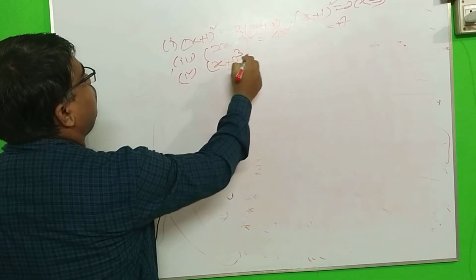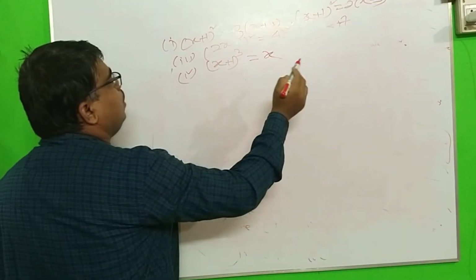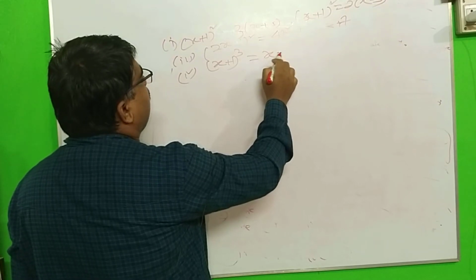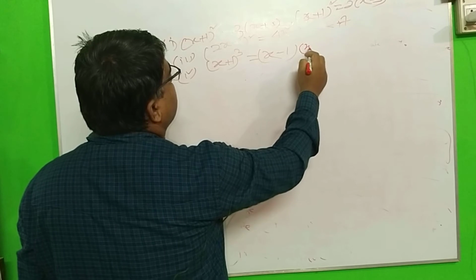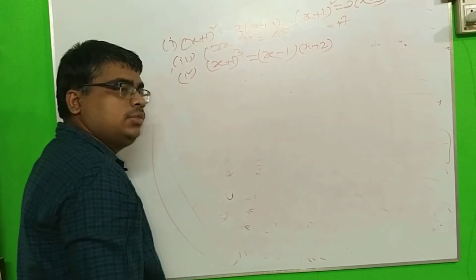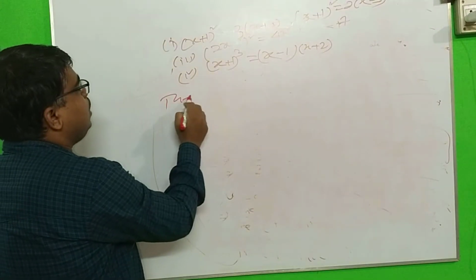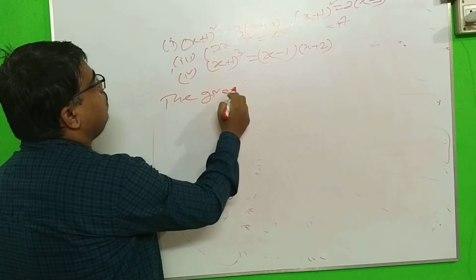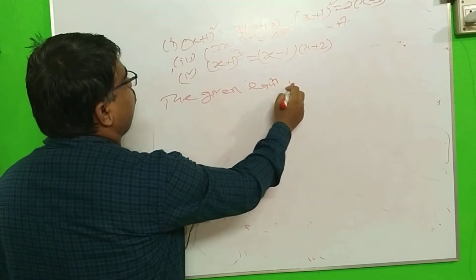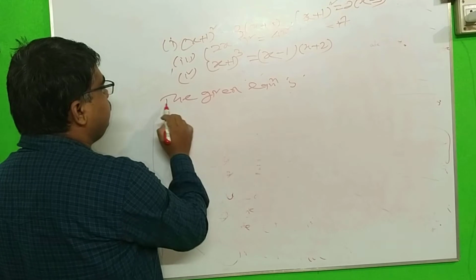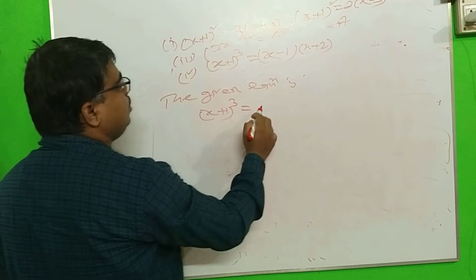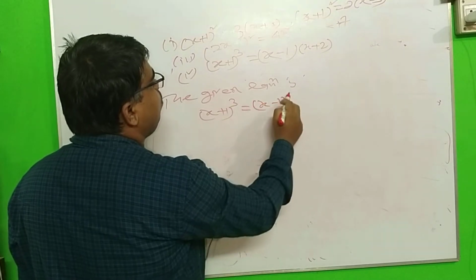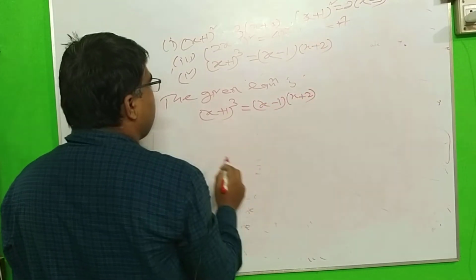(x plus 1) whole cube equal to (x minus 1) into (x plus 2). The given equation is (x plus 1) whole cube equal to (x minus 1) into (x plus 2).